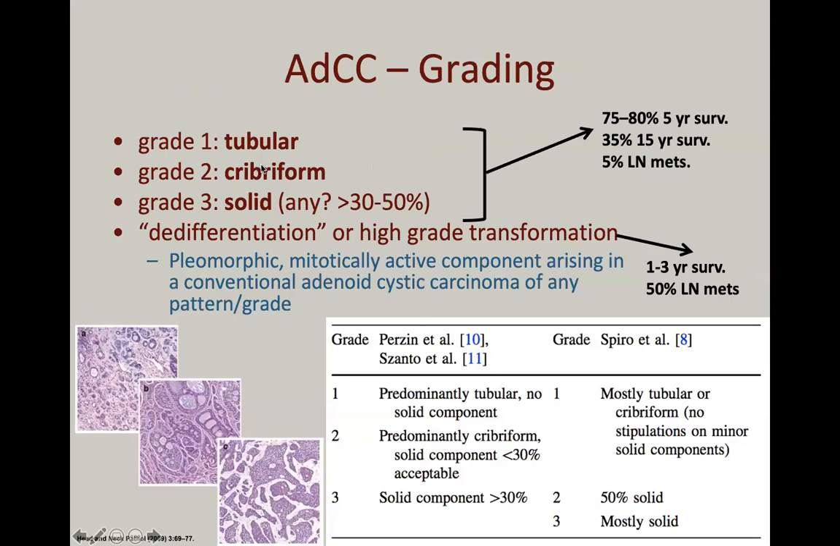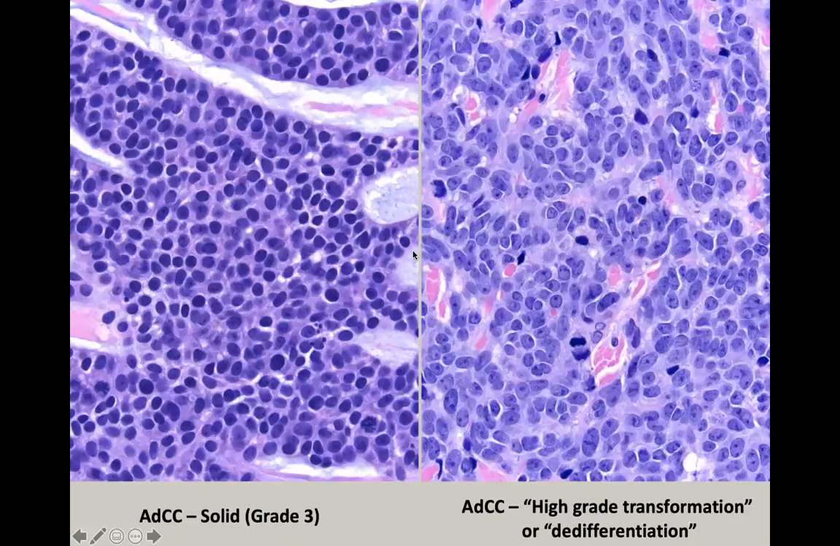As I said before, tubular, cribriform, solid, but even beyond those 3 grades, there is a higher grade transformation that is so-called dedifferentiation or high grade transformation, where you can no longer even tell that this was adenoid cystic. So just for comparison, the solid type of adenoid cystic is seen on the left here, where the nuclei are still small and ovoid. You can still see a little bit of a cribriform punched out space here.